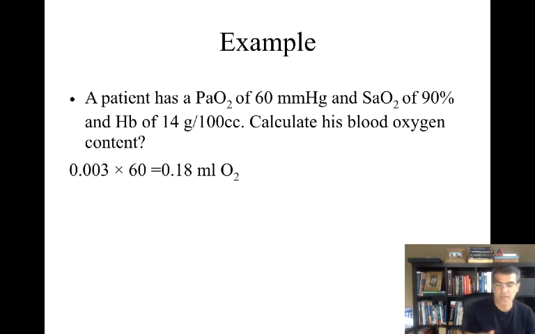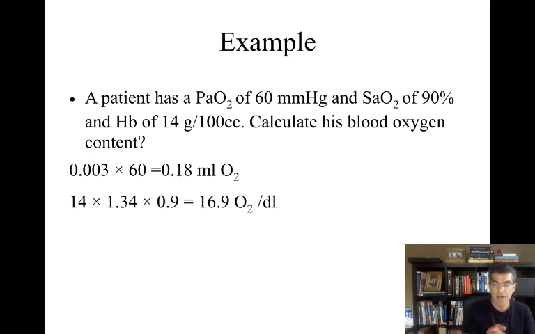So let's see. We said for every millimeter of mercury, I can carry 0.003 ml. Now I have 60 millimeters of mercury, so I have to multiply by 60 to see how much I can dissolve in the blood. For every gram of hemoglobin, I can carry 1.34. I have 14 grams, so it must be 14 times 1.34. And remember, this is for 100% occupation. The question says only 90% is occupied, so I have to multiply by 0.9 because not every seat is taken.